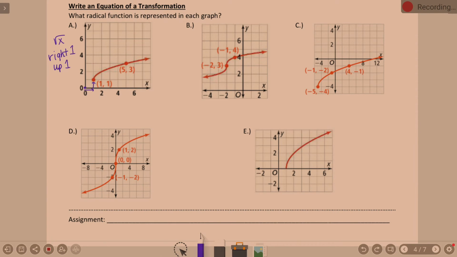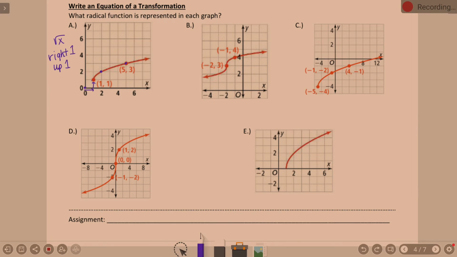Now, pretty obvious there's no reflection. The tricky one to watch out for is the stretch or compression. Okay? Think about what your basic square root graph looks like. Yeah, it starts at the first point, yes. And the next point from there is over 1, up 1. Is my next point from 1, 1 over 1, up 1? Well, yes, you're looking at that labeled point. But would it go through a point that is over 1, up 1? Yeah, it would. And then if you look here, from 1, 1 to 5, 3, that is over 4, up 2.